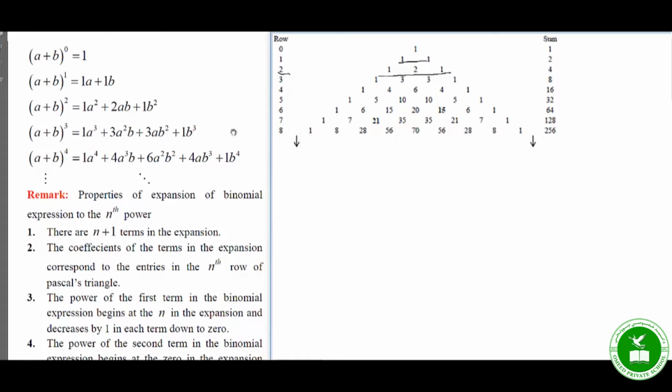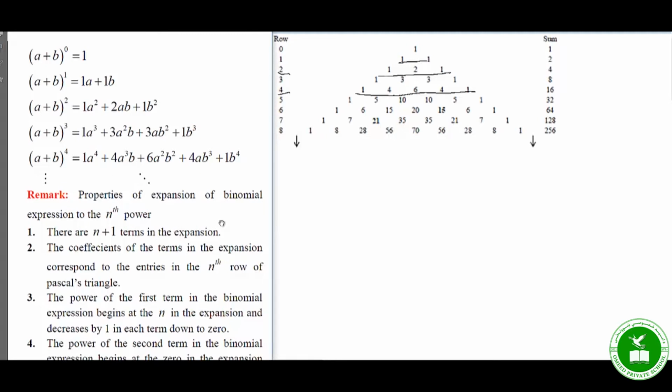It means if the power is 4, the entries related to row 4 are the coefficients of that expansion. That is 1, 4, 6, 4, 1, as you see in Pascal's triangle. These are the coefficients of the binomial expansion of (a + b) to the power of 4. So we can generalize that the entries in Pascal's triangle are the coefficients we get in the binomial expansion of (a + b) to the power of n.